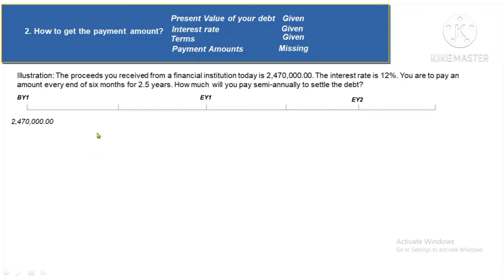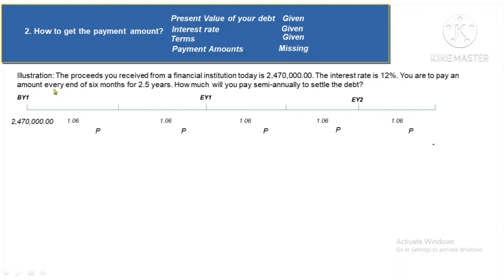And then according to the problem, you're gonna pay here, here, here, and here, and also here, so that you will have a zero liability at the end of 2.5 years. It is also mentioned in the problem that the implicit interest rate is 12%. However, we cannot use the 12% because the problem says we are having semi-annual payments. So what are we going to use? We have 6%, or 12% divided by 2. So we're gonna use 1.06.